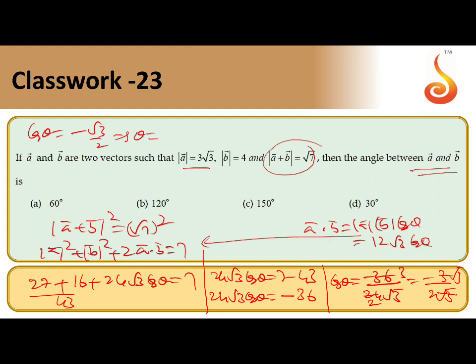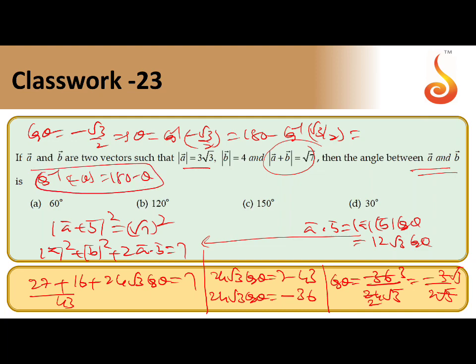So theta equal to cos inverse of minus root 3 by 2. Finding cos inverse is 180 minus cos inverse of root 3 by 2. So cos inverse of minus x, we have a formula: it is 180 minus theta, using that property. Now 180 minus 30, that gives 150 is the answer. Which option? Option C is the right answer.